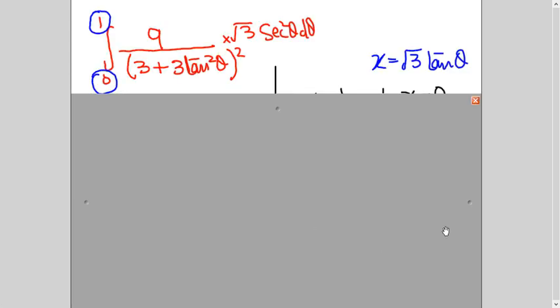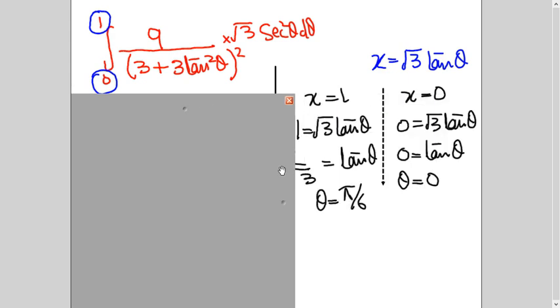Now, the substitution given to you is x equals root 3 tan theta. So when your x is 1, I want to see what this will become. When x is 1, this equation will become 1 equals root 3 tan theta. And then you bring it simply here and apply trigonometry, basic angle. The answer is tan inverse 1 over root 3, which is pi by 6. So 1 will be replaced by pi by 6.